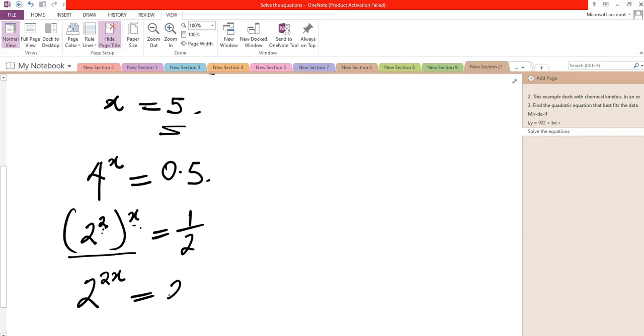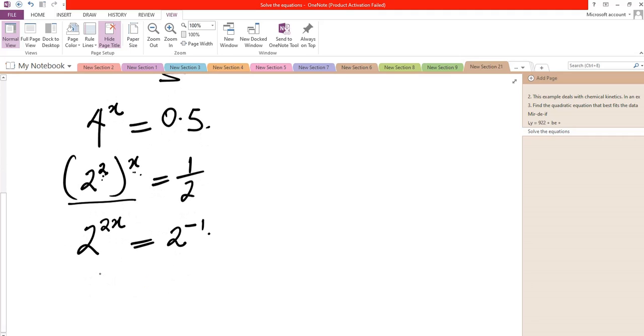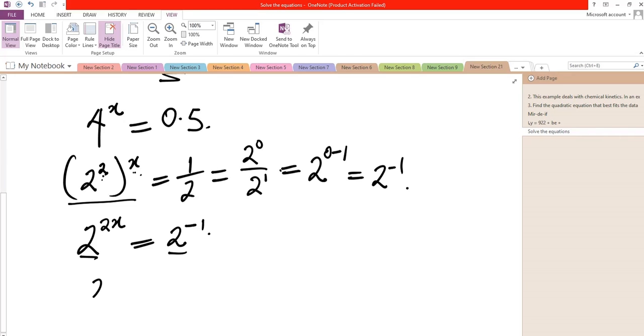all over 2, which is the same thing as 2 raised to power minus 1, because 1 is the same thing as 2 raised to power 0 all over 2 raised to power 1. 2 is the same thing as 2 raised to power 1. So using the division rule, we say 2 raised to power 0 minus 1, which is 2 raised to power minus 1. So since the bases are the same, you equate the powers, so it becomes 2x is equal to minus 1.